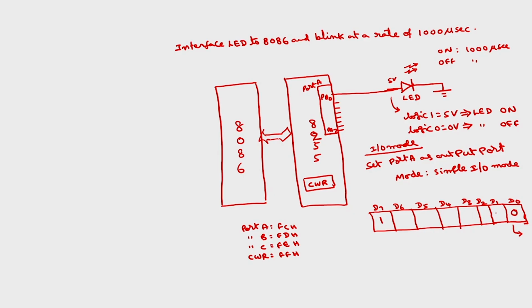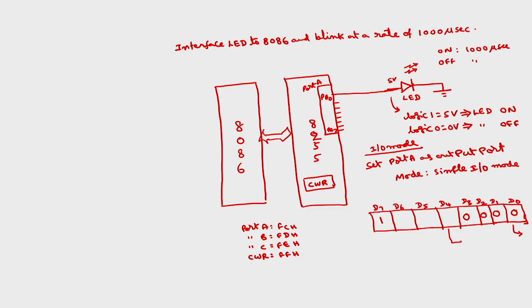This is port B. Port B also I am not using, so I can use either 0 or 1. I am using 0, which means port B will also act as an output port. This is mode selection, I want to operate in mode 0. And this is port C upper, I am going to program as output mode.